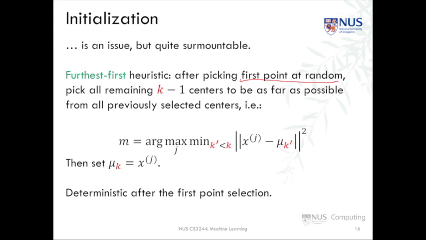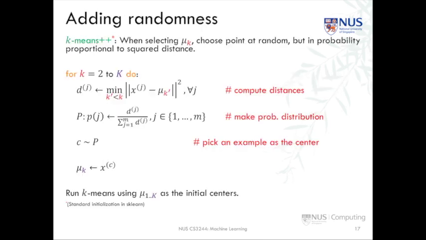It's easy to see with this algorithm that picking the first point is stochastic, but that the remaining determination is all deterministic. While a deterministic algorithm is often preferable, sometimes a stochastic element is preferable, especially when we are doing some type of ensembling or averaging. So we might prefer a stochastic method. We can add randomness by using this variant, which is what is actually used in the standard initialization in sklearn, which is k-means plus plus.